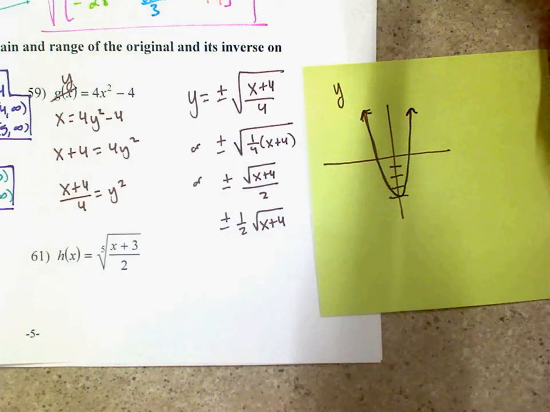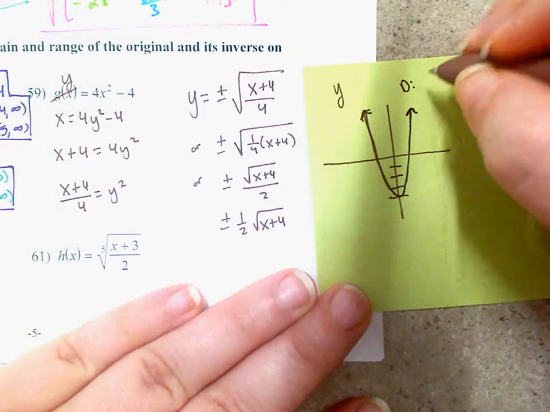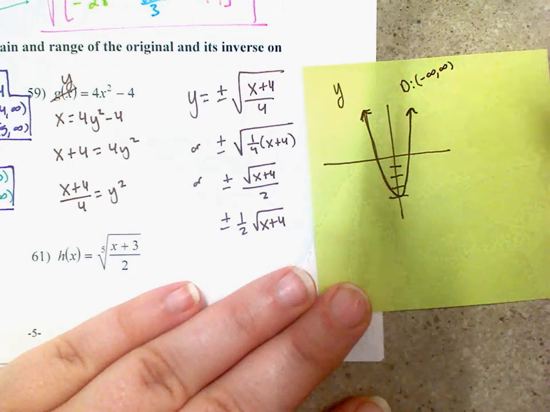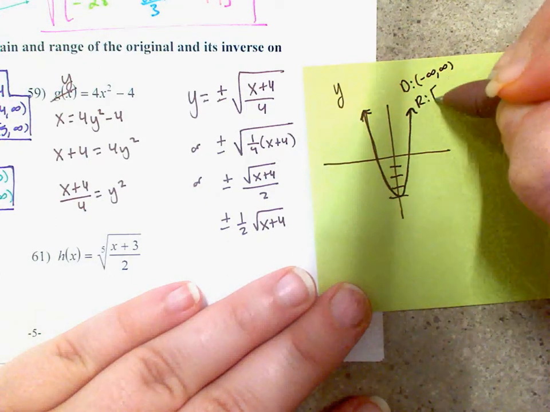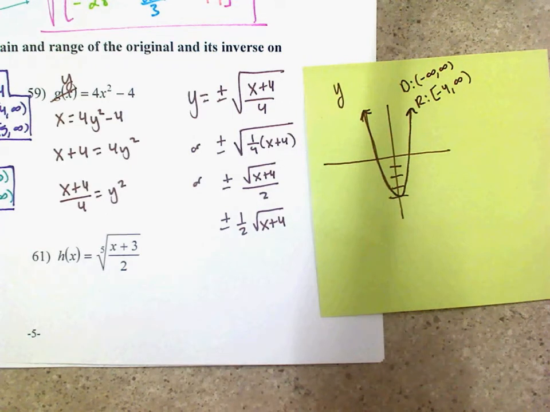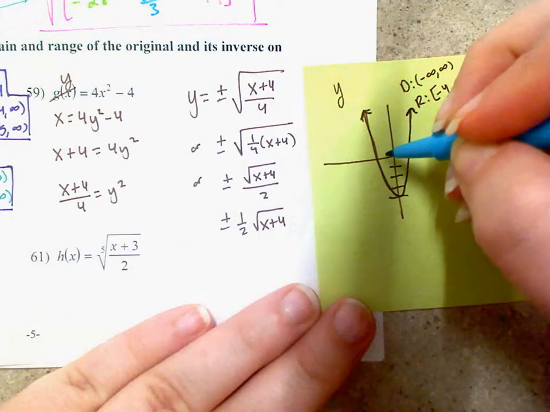Okay, so my domain for the original function is all real numbers from negative infinity to positive infinity because it goes all the way left and all the way to the right. And my range is negative 4 to infinity. My inverse is this radical, and we shift to the left 4. In any of these cases, we know we shift to the left 4.